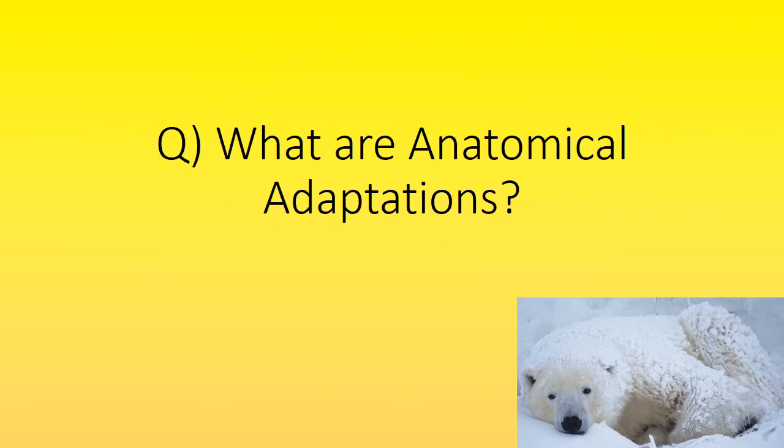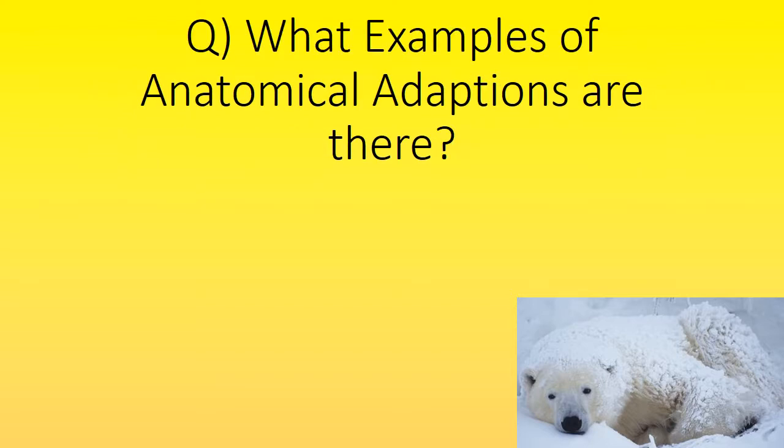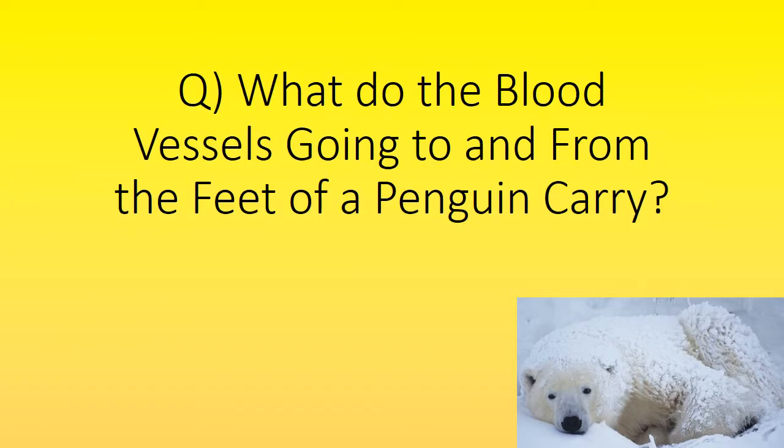What are anatomical adaptations? Features of an organism's anatomy that help it survive. What examples of anatomical adaptations are there? Having a thick coat or a layer of blubber to insulate the body and trap heat in. Having a large size and compact body shape to give a small surface area to volume ratio. Having countercurrent heat exchange systems.